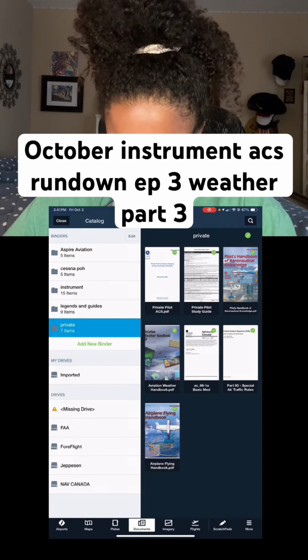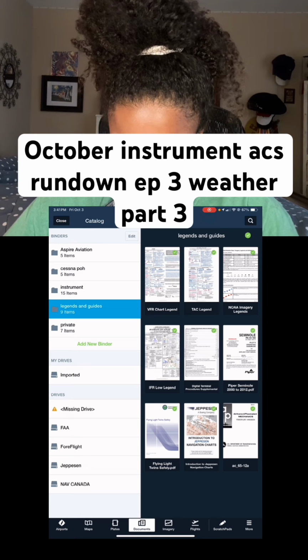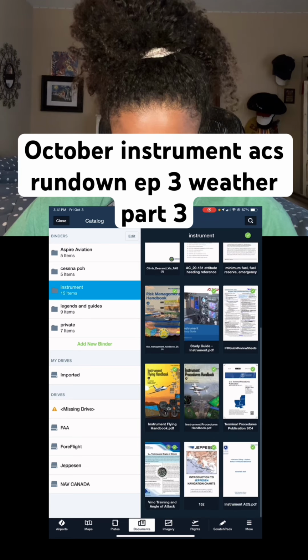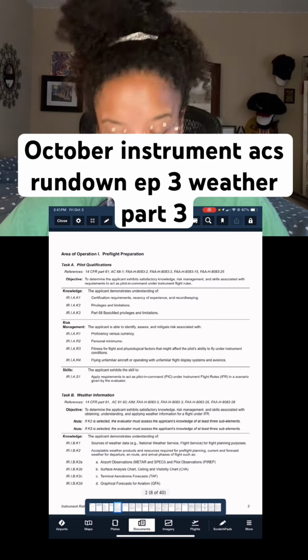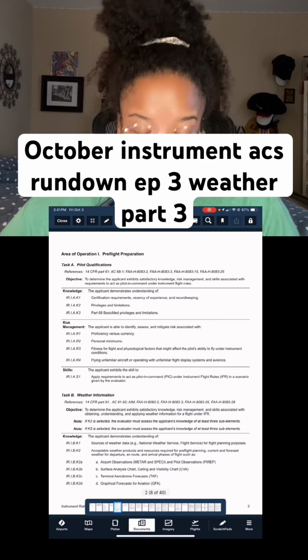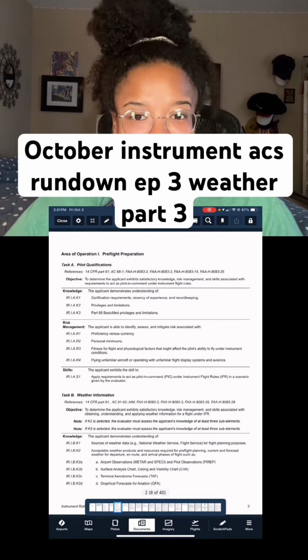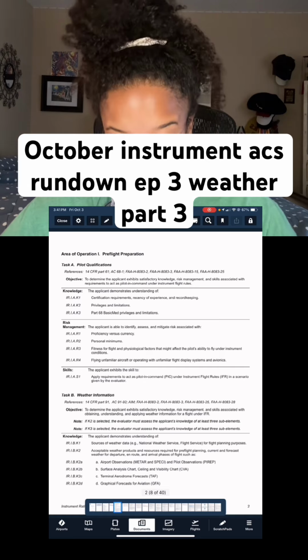All right, so that is the winds aloft. Definitely want to make sure you understand that portion. Okay, GFA, this is our graphical forecast for aviation. So basically all this is all those charts that we were talking about, all the METARs.